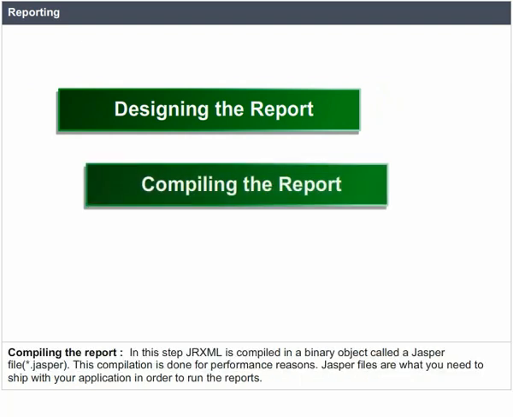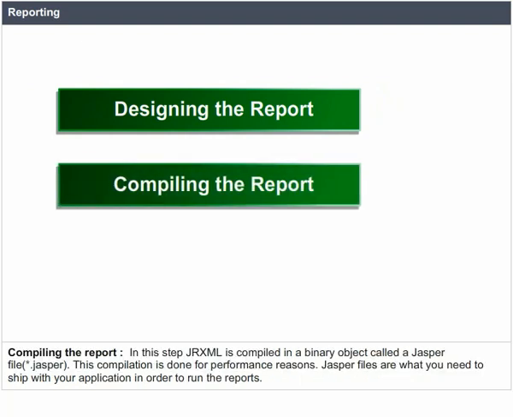Compiling the report. In this step, JRXML is compiled into a binary object called a Jasper file, star.jasper. This compilation is done for performance reasons. Jasper files are what you need to ship with your application in order to run the reports.